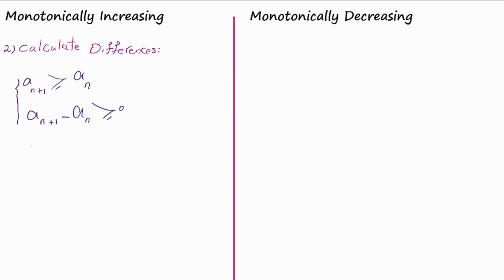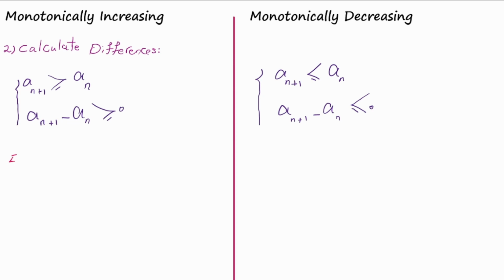Similarly, for a monotonically decreasing sequence, the same rule applies, but the only difference is that we must change the inequality sign from greater than or equal to, to less than or equal to. So we have this notation for a monotonically decreasing sequence, where a sub n plus 1 is always less than or equal to a sub n. And we can rewrite the expression like this: a sub n plus 1 minus a sub n is less than or equal to 0.